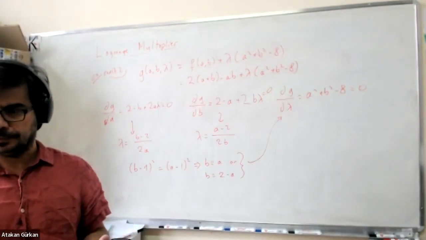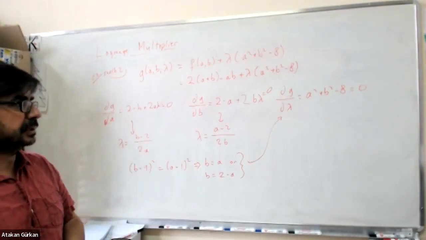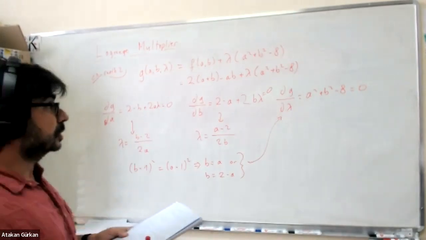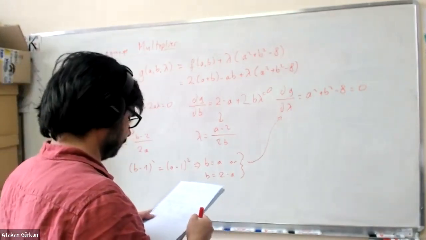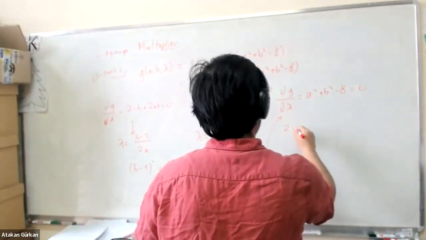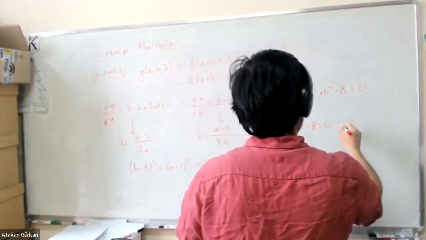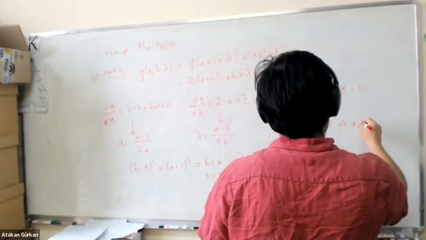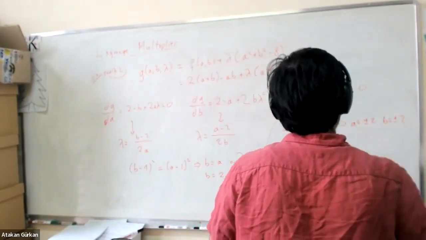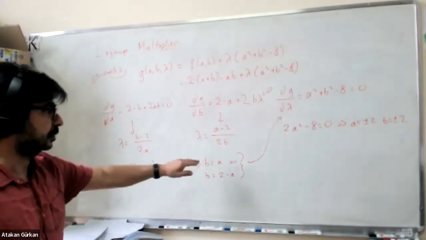You can do whatever you want, but there are not more paths available to you, and it turns out that there is now an easier path available to us. We will, of course, take it. So if you put these in, what do we get? We get 2a squared minus 8 is equal to 0. And this gives a is plus or minus 2, and then b is plus or minus 2. This is the a equals b solution.